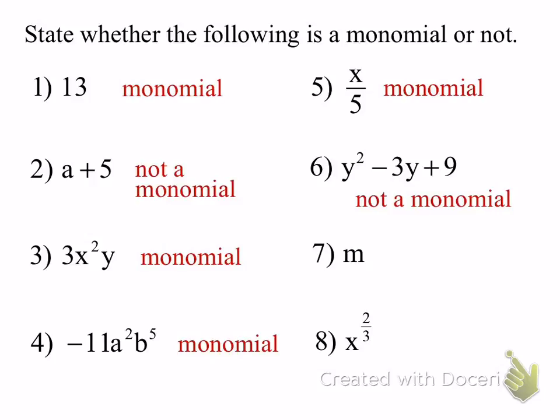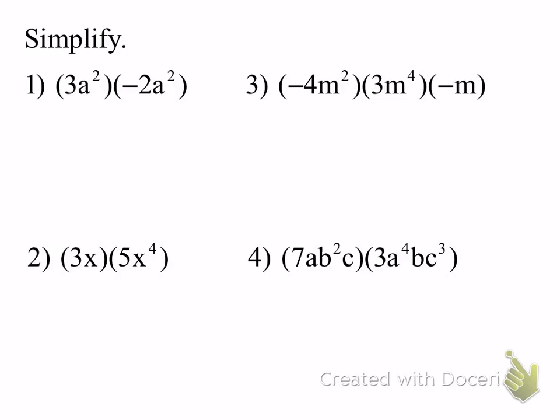Okay, number 7, let's go with Luca. No, it's not. Oh, it is. It is a monomial because it is one term. It can be a number or variable. And number 8, let's go with Teddy. It is a monomial. Is number 8 a monomial? Annabelle? No, it is not, because its exponent is not a whole number. Okay? Questions? Moving on.